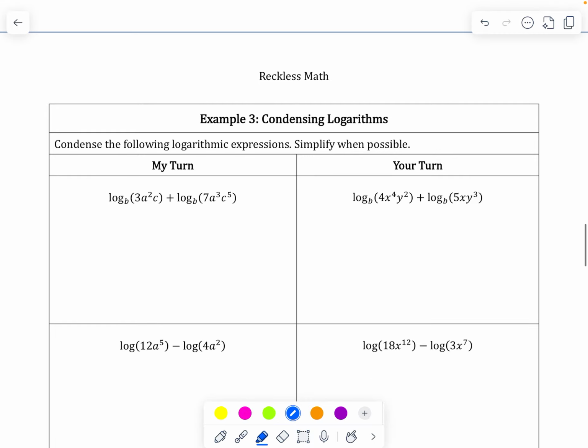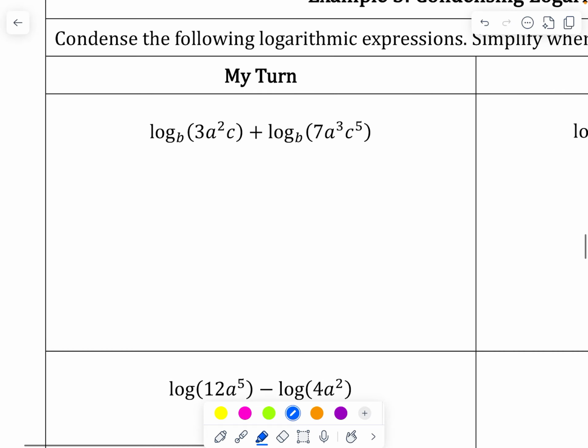All right, example 3, condensing logarithms. So we're gonna go the other way now. We've been taking a single logarithm and expanding it out into multiple. Now we're gonna be given multiple logarithms and we're gonna have to rewrite them as a single logarithm. So condense the following logarithmic expressions, simplify when possible.